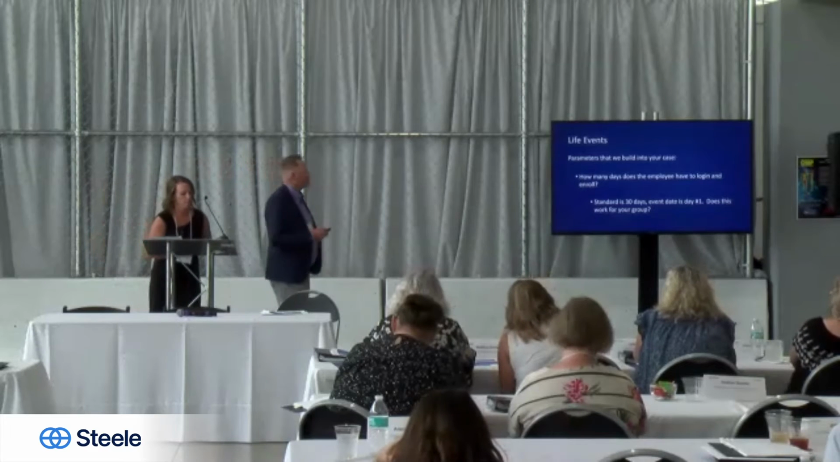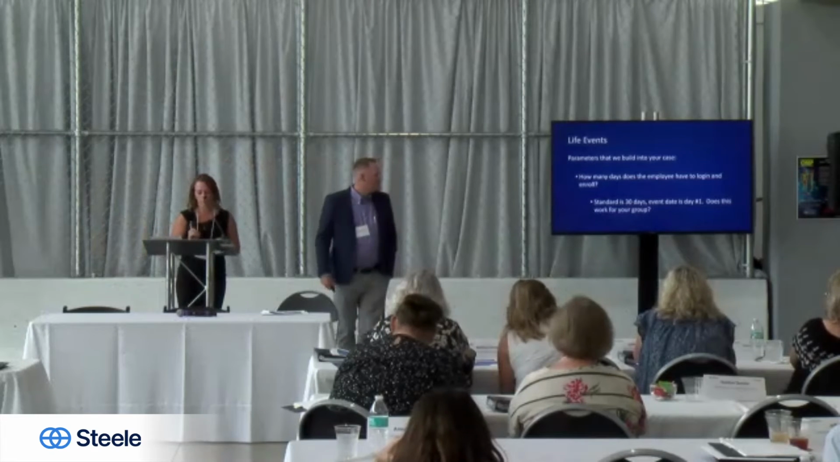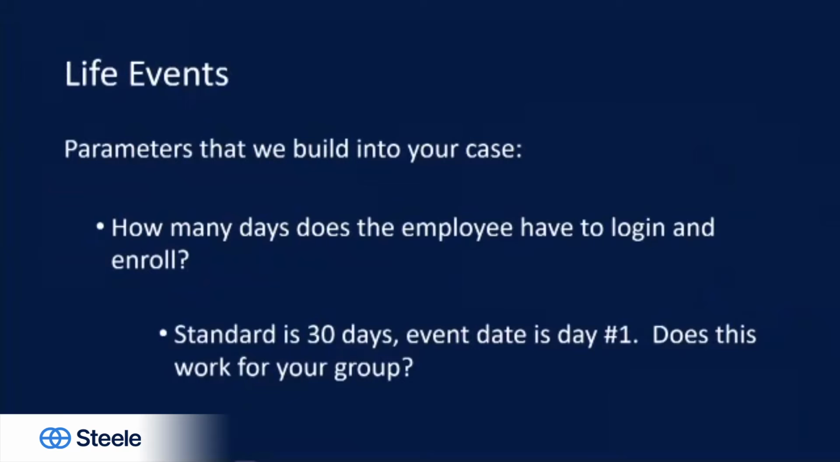Yeah. Let's go back real quick. Sorry. I'm just going to touch on the parameters as far as the standard for 30 days. So we set up everybody as 30 days. They have 30 days from the date of the event for it to be entered into the system. And then once it's entered in, that creates their window. So if I had a baby on July 1st, 30 days from July 1st is all the time that employee would have to make changes to benefits.